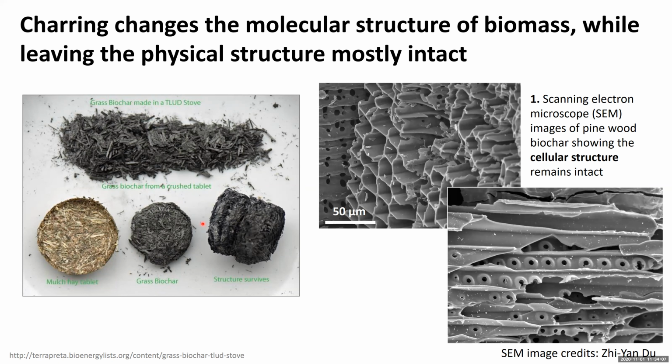When we zoom in to very high magnification, using a scanning electron microscope, we can see the physical structure of the plant cell walls is also still intact. The scanning electron microscope images on the right are from charred pine wood. So again, you can see the shape and size of the plant cell walls and the pores that connect the cells.